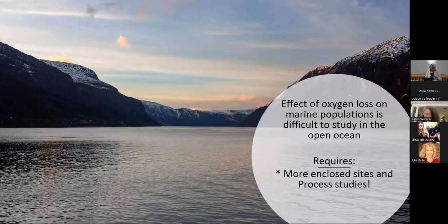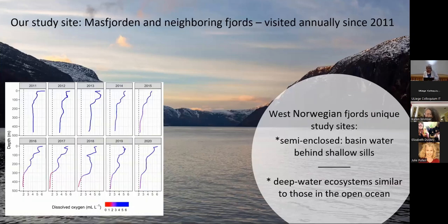So how can we study the effect of oxygen loss on the marine population, since it's very difficult to do in the open ocean? In the open ocean we have lots of currents. It's deep. There are no borders. In the fjords, you have sort of semi-natural borders. And there we can do process studies, which have actually been started on recently.